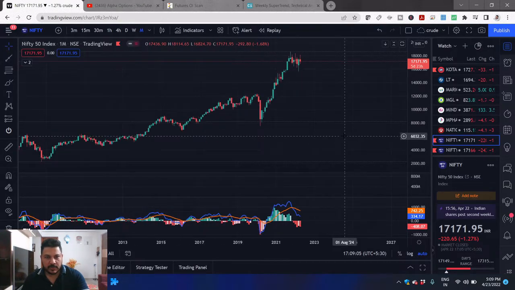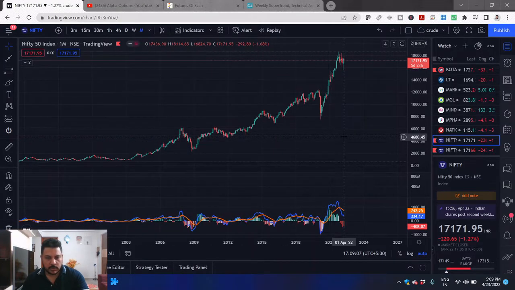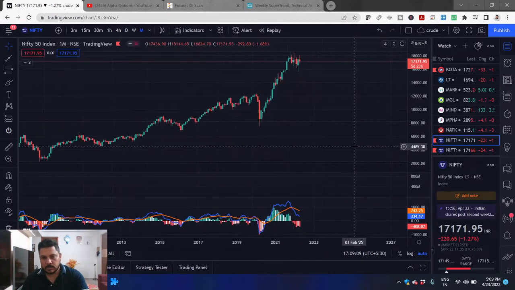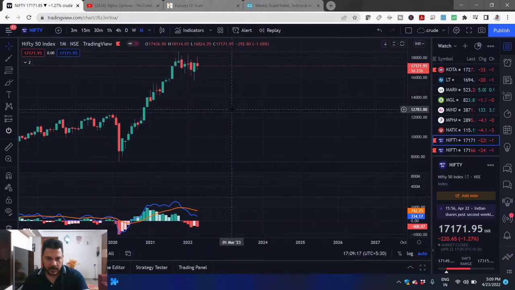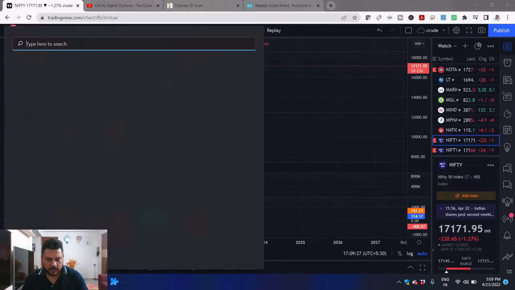So here we have a Nifty chart. Let us zoom out to the monthly chart. As you can see, this is a monthly chart, and let's try to identify the levels till where the market can go. Our simple concept, I will explain to you on a paintbrush.